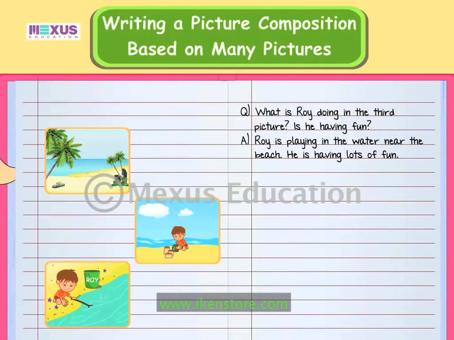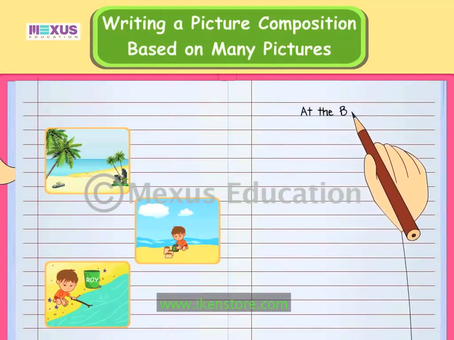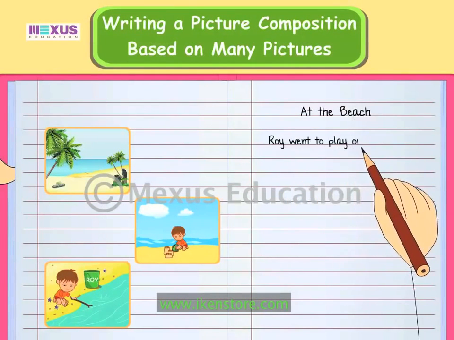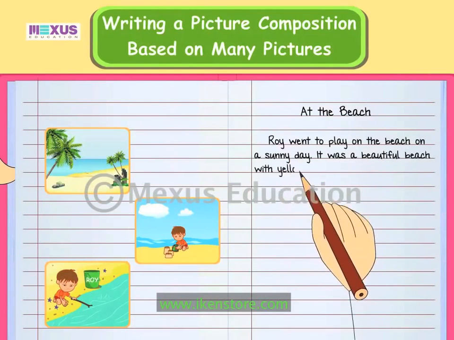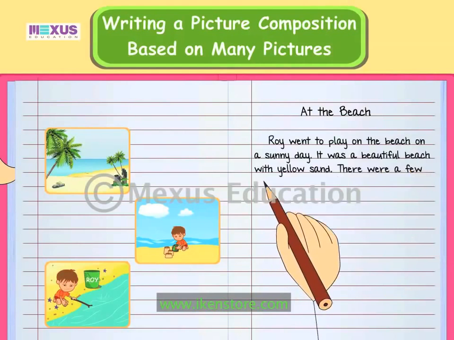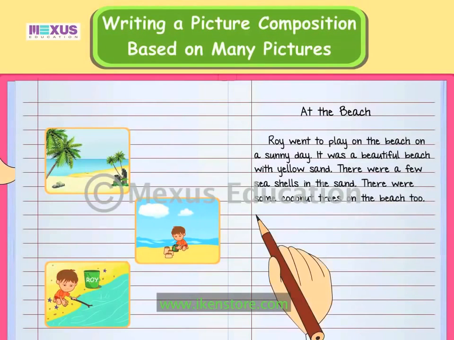With the information that we have, let us write a paragraph like a story on the 3 pictures. Remember to write the composition or story in the past tense only. Again, we must begin with the main title of the composition. At the beach. Roy went to play on the beach on a sunny day. It was a beautiful beach with yellow sand. There were a few seashells in the sand. There were some coconut trees on the beach too.